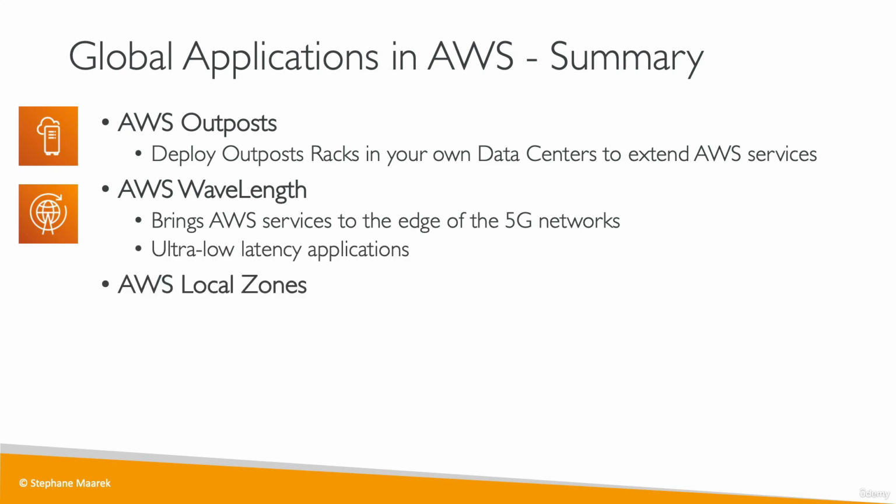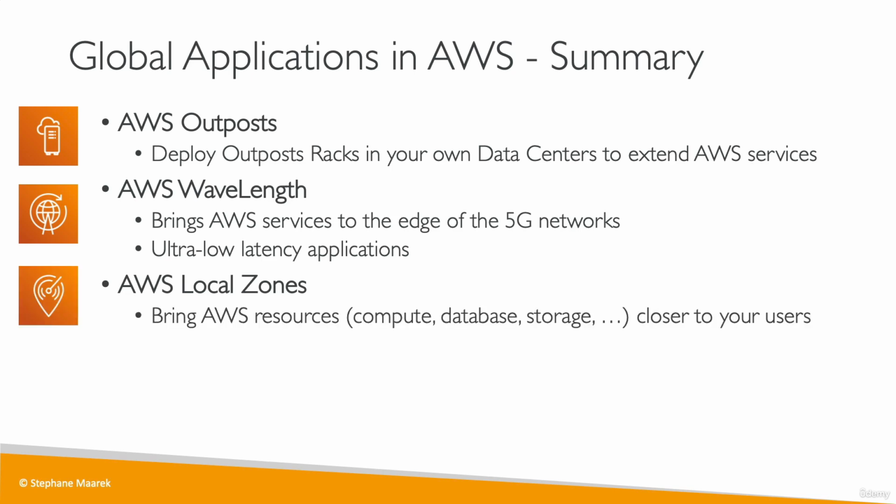And finally, Local Zones. Local Zones allow us to bring resources of AWS, such as compute, database, and storage, closer to your users, for example in Boston, Dallas, Miami, Chicago, and so on. And this is going to be really good when you have a latency-sensitive application that needs very, very fast local access in a specific region of the United States or the world, but for now, just the US.